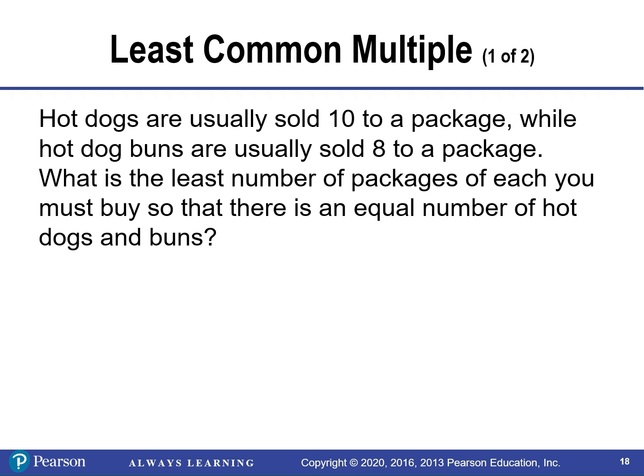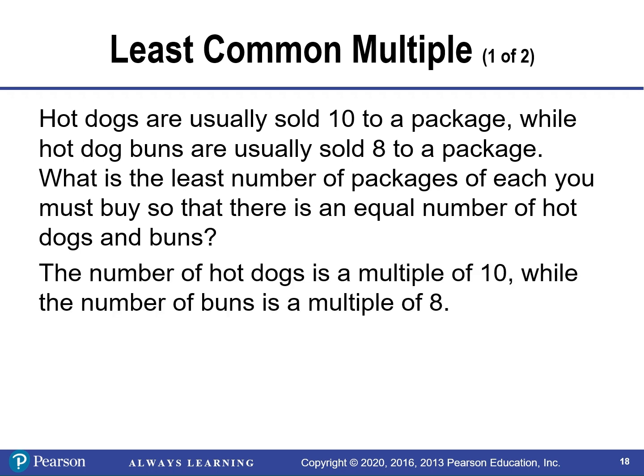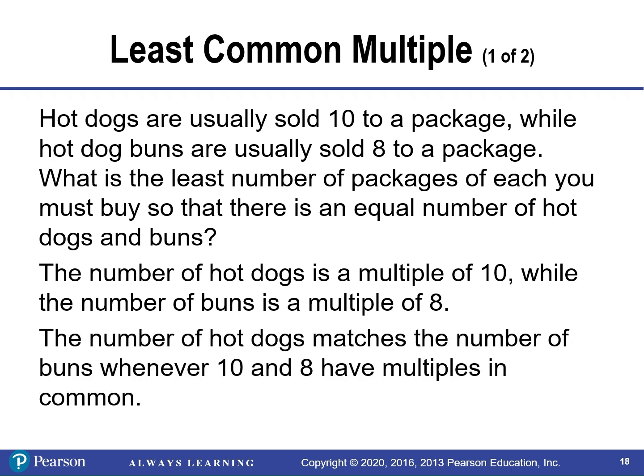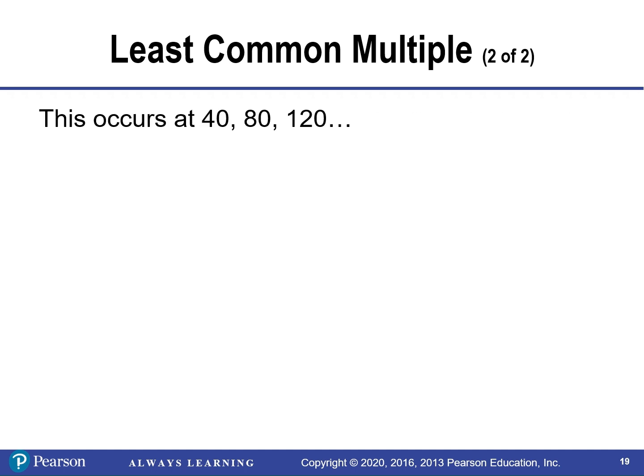So the number of hot dogs has to be a multiple of 10, and the number of buns is a multiple of 8. The number of hot dogs matches the number of buns whenever 10 and 8 have a multiple in common. 10 and 8 are going to have a multiple in common at 40, 80, 120, and continuing on, but the least of these multiples is 40.